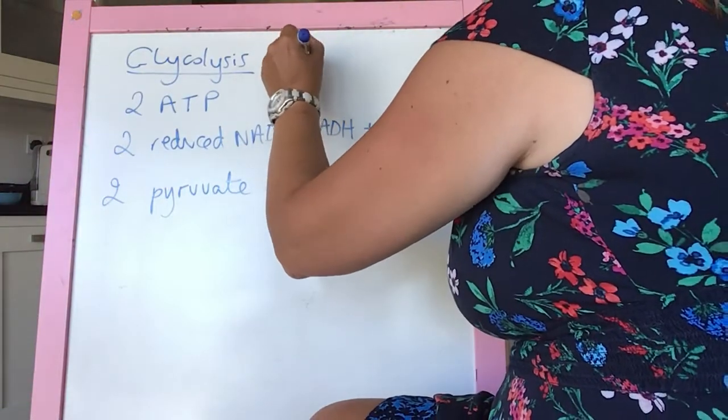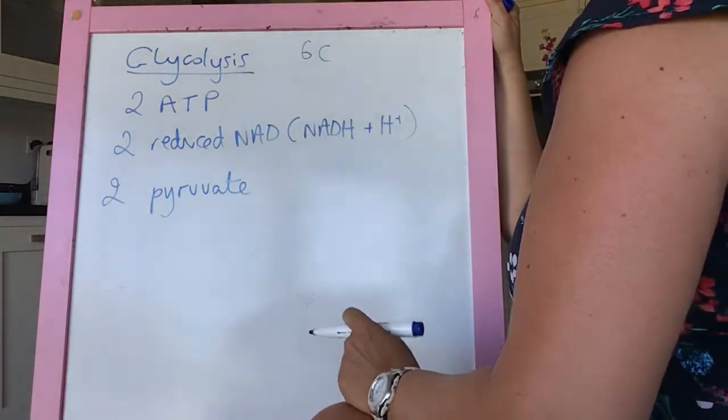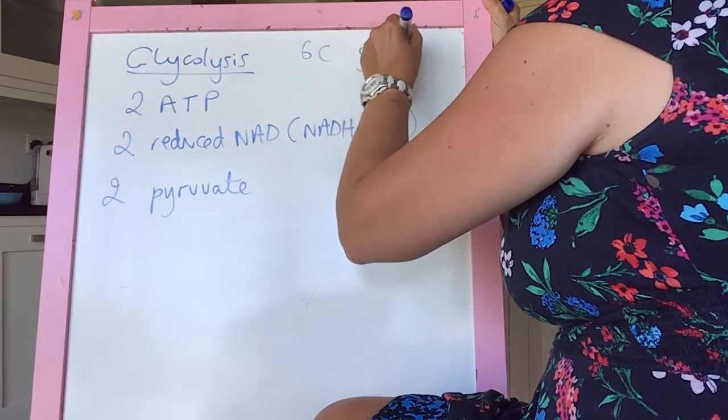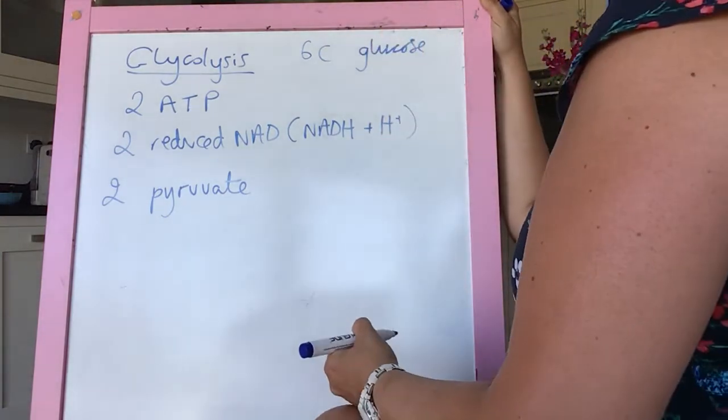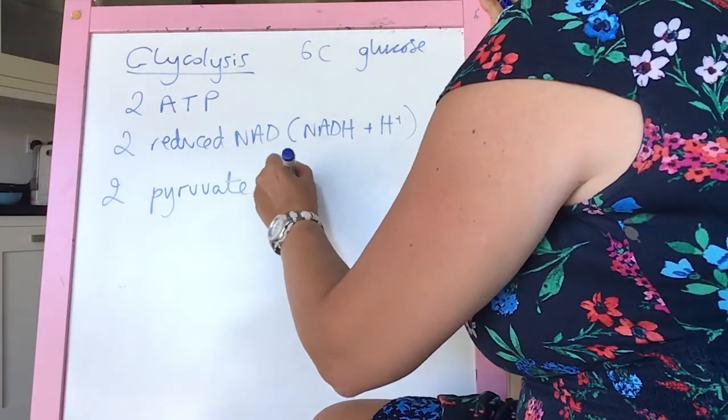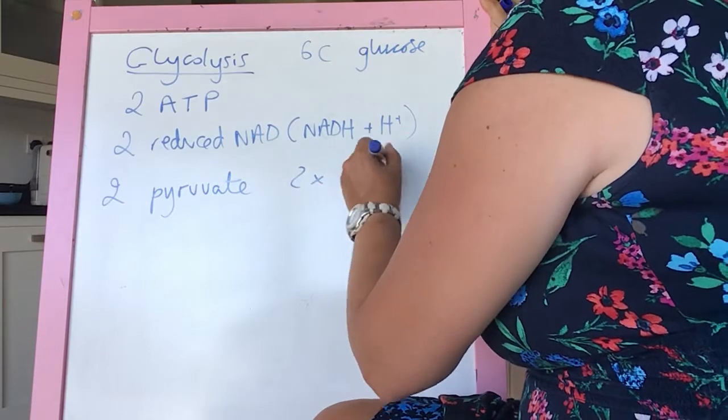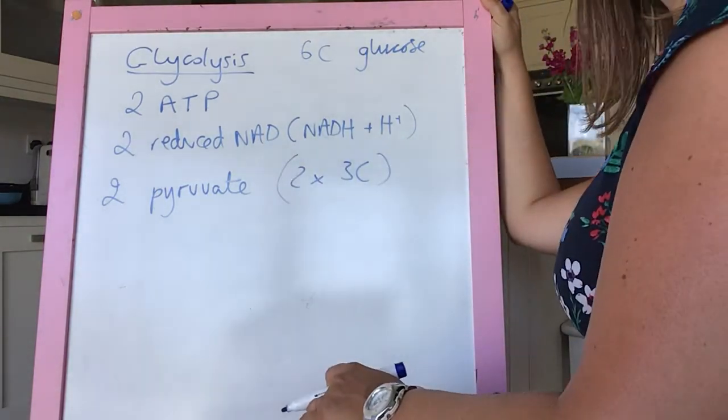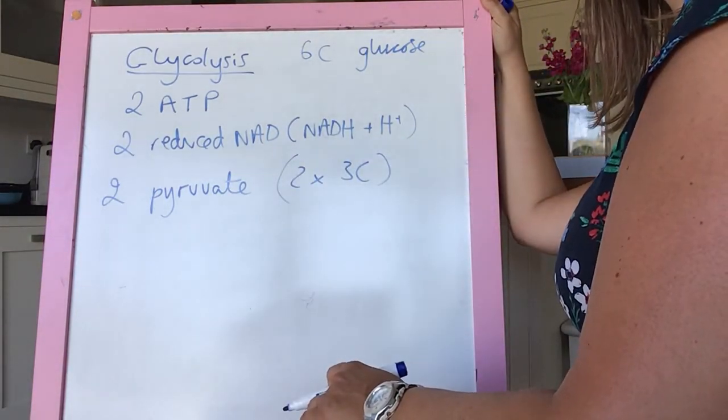So we started off with a 6C, a 6-carbon molecule, glucose. And at the end of that, we've got 2 3-carbon molecules. All right, everyone, so that is what you got in glycolysis.